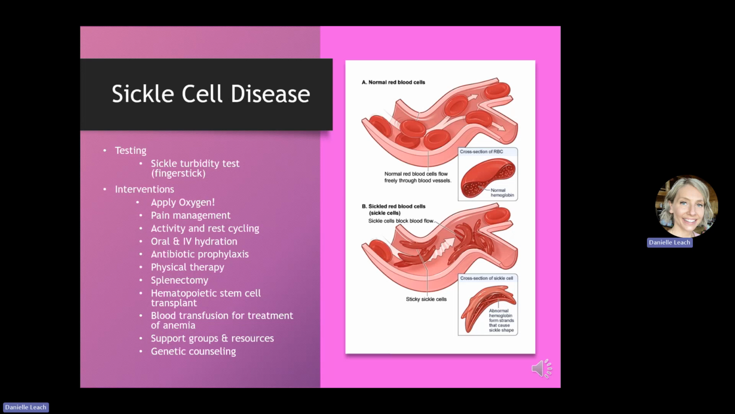There's also the newborn screens. But again, like I said before, we do have fetal hemoglobin when we are born. So sickle cell disease may come up as a false negative if it's not seen because of this fetal hemoglobin. Intervention-wise, we always want to apply oxygen, or almost always, when we have somebody coming in to, say, the ER or the hospital in a sickle cell crisis.